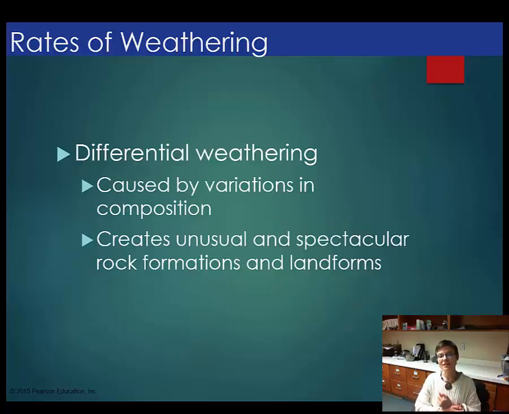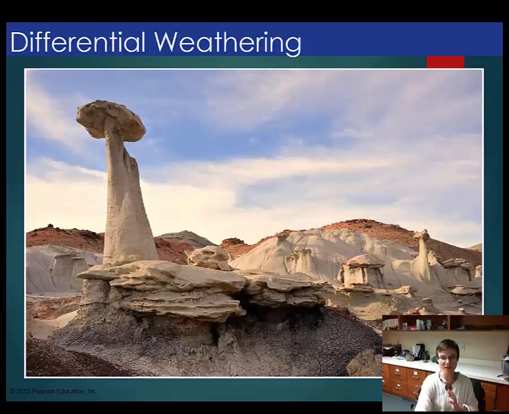Now, differential weathering. Differential weathering is caused by differences in the composition of the rock. So you get uneven weathering patterns. So you'll have portions jutting out. If you look at this example right here in the western United States, you can see some of the rocks have portions that are sticking out and some that are sticking in. That actually has to do with the different weathering properties of the different layers of rock.